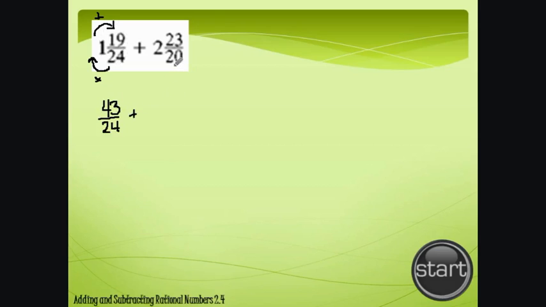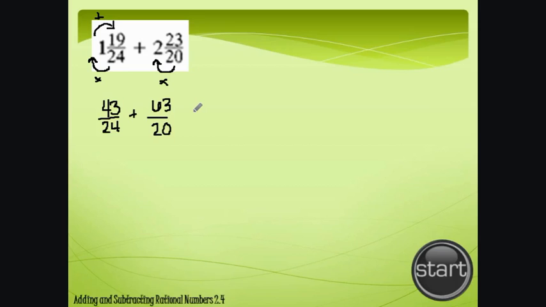So we took a mixed number and changed it into an improper fraction. We also need to do the same for this mixed number. We have 20 times 2, which is 40, plus 23, which is 63. So we have 63/20.